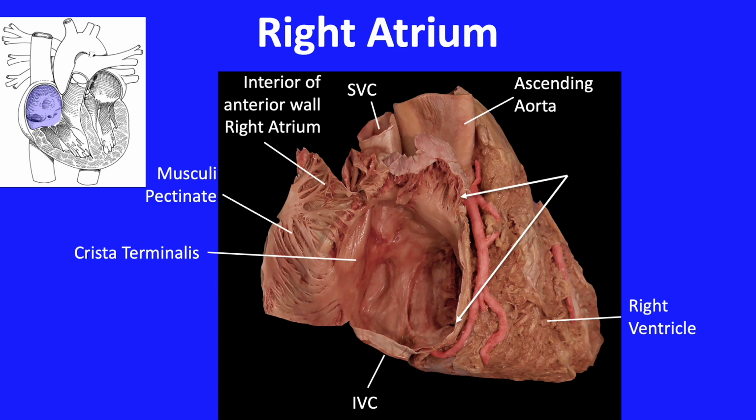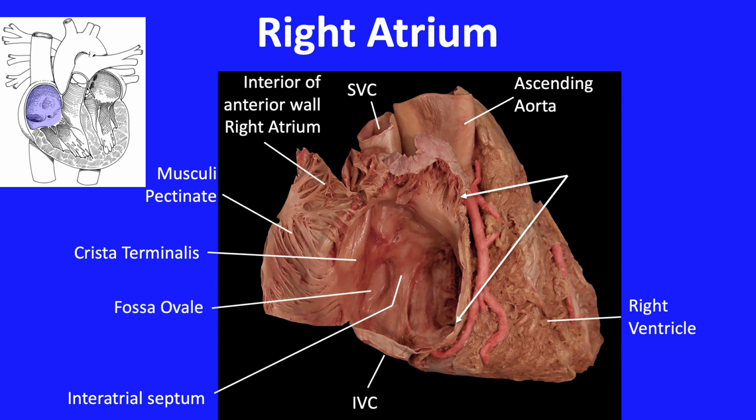Separating the right atrium from the left atrium is the interatrial septum. Within this septum, there's a depression, the fossa ovale, that represents the embryological opening between the 2 atria, the foramen ovale. The fossa ovale sits just above the opening of the inferior vena cava. One final structure found in the posterior wall of the right atrium is the opening of the coronary sinus, which receives blood from the majority of the cardiac veins.